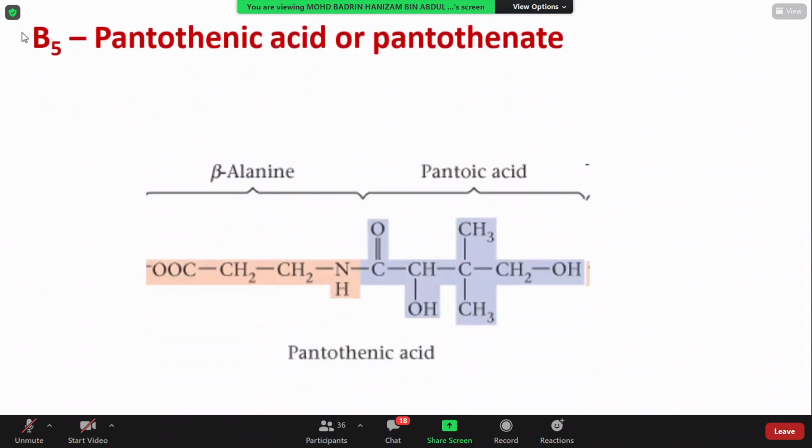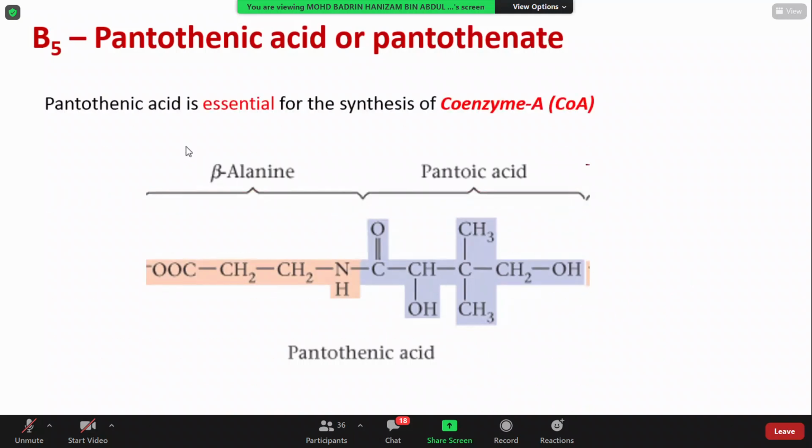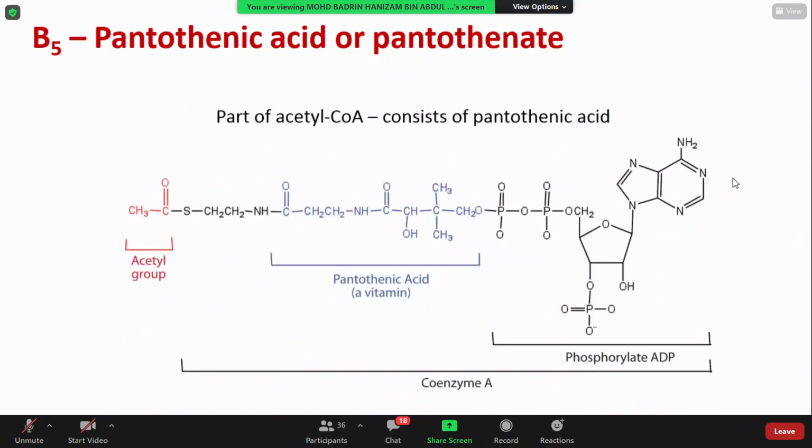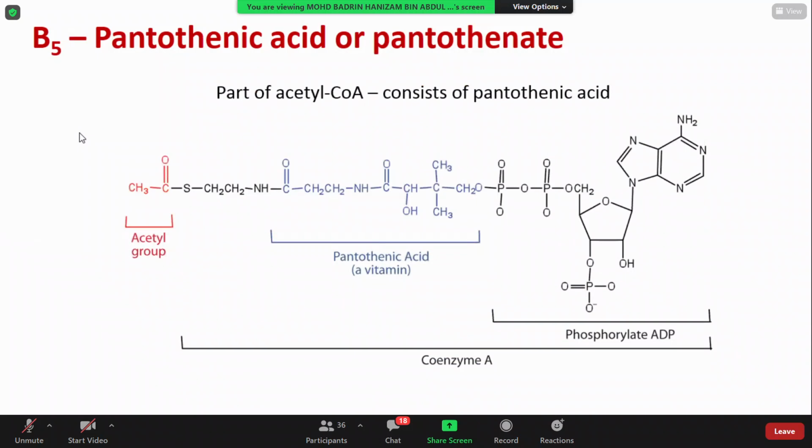Vitamin B5, pantothenic acid or pantothenate. All right, this is the structure of pantothenic acid containing pantoic acid and beta-alanine. So the alanine is an amino acid and pantoic acid is an acid. So combining these two compounds here becomes pantothenic acid. Pantothenic acid is essential for synthesis of coenzyme A. Coenzyme A is a huge compound, a huge structure that contains part of the structure as pantothenic acid.